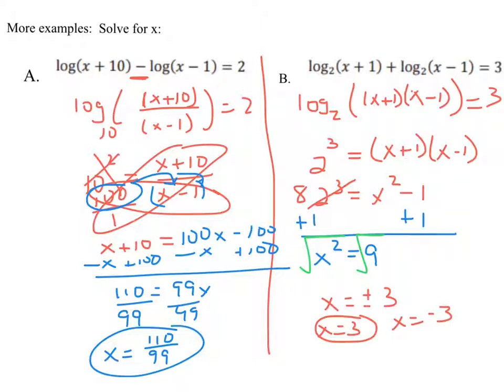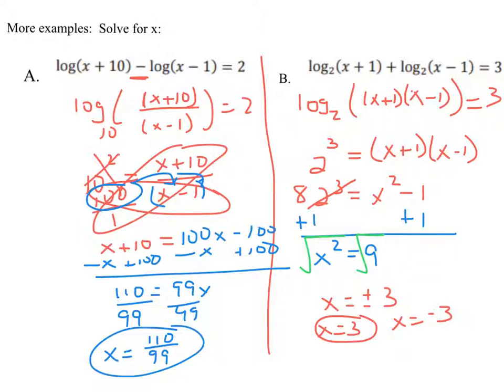All right, so on this one here, you guys had base 2. We're adding, so we got to multiply. So log those. And so 2 to the third power equals these two multiplied together. Change 2 to the third to 8. I moved the 1 over to this side. Took the square root of both sides. Remember, if you're taking the square root, you got to do plus or minus. So there are two answers. x equals 3 and negative 3.